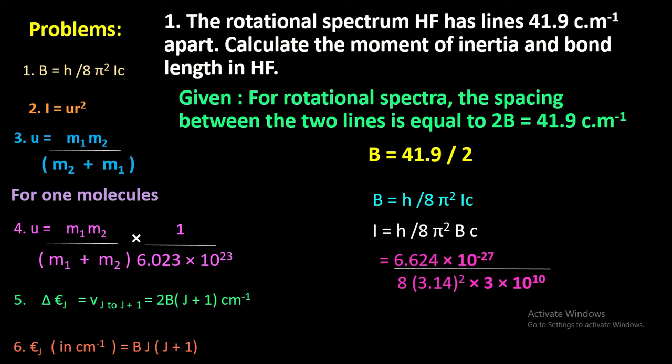Putting the value of b in this equation, we know the values of h, pi and c. Therefore 6.624 into 10 raised to minus 27 upon 8, 3.14 square, into 3 into 10 raised to 10, into 2 into 41.9, that gives I equal to 1.336 into 10 raised to minus 40 gram centimeter square. That is the value of moment of inertia.